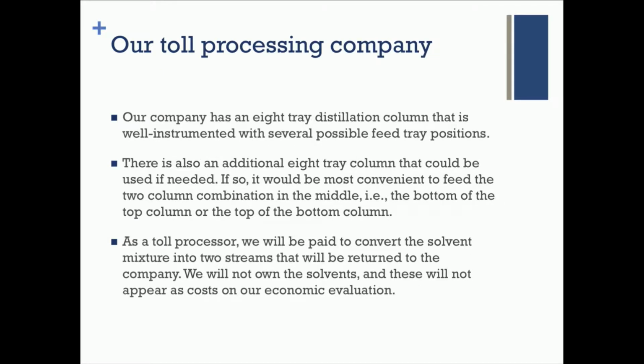We happen to have an 8-tray distillation column that's well instrumented with several possible feed tray positions. There's also an additional 8-tray column that could be used if needed. If we were going to use both columns, it would be most convenient to feed the 2-column system in between the two. That is, feed at the bottom of the top column or the top of the bottom column. As a toll processor, we're going to be paid to convert the solvent mixture into 2 streams that will be returned to the company.